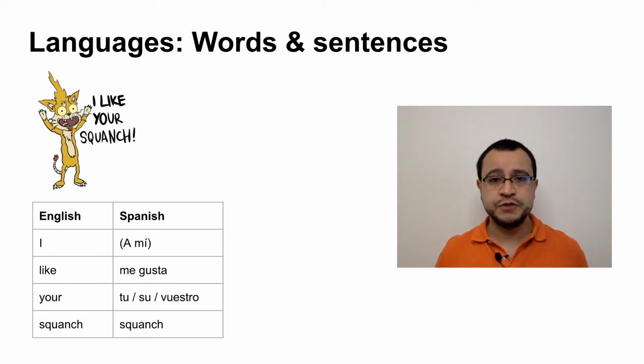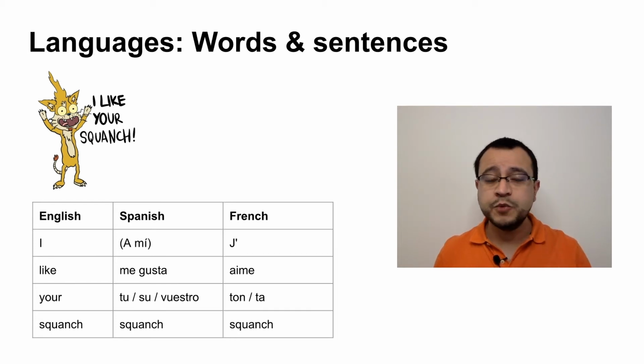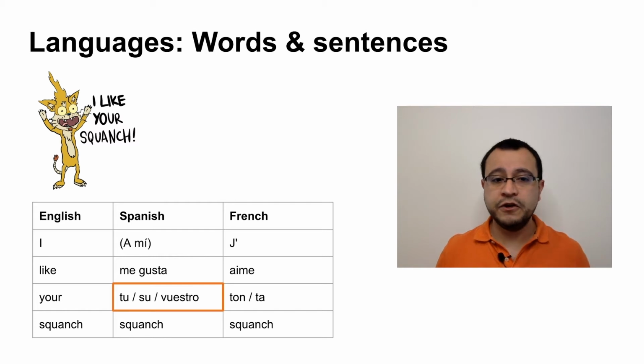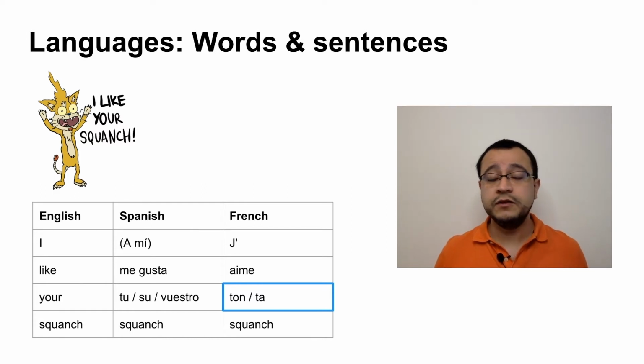"J'aime ton squanch." However, it is important that we take a look at the third row, in which, depending on who we are talking to, the formality or informality of our conversation, we can use different words in Spanish. Also, it is worth noting that depending on a squanch being feminine or masculine, we might use different words, like "ton" or "ta."